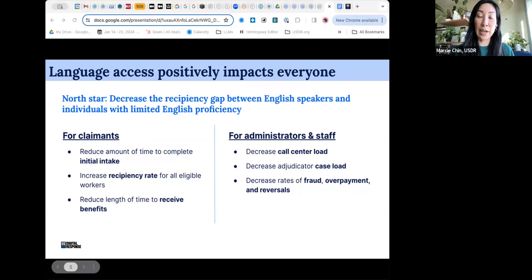And so the North Star that guides the work that we do in this area is really looking at how do we decrease that recipiency gap between English speakers and workers with limited English proficiency. And what we found is that the positive outcomes that we see on the claimant side when we improve language access really do spill over to having positive impacts on the administrative side as well. I won't really go through these because I'm pretty sure these are all going to be very familiar to you all who are working on the front lines here.